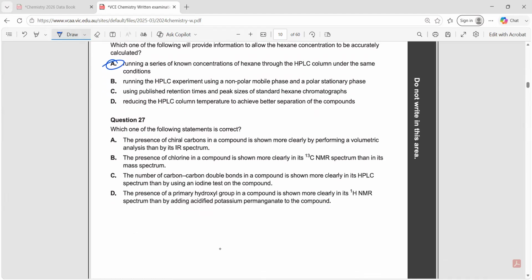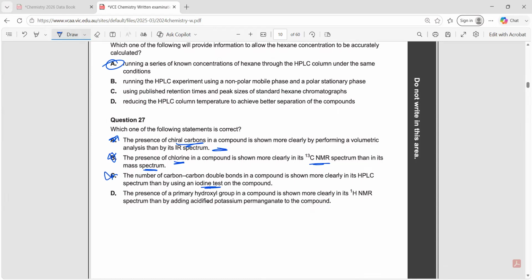Presence of chlorocarbons in a compound is shown more clearly by performing volumetric analysis than by its IR spectrum. I don't think either of those actually help with showing chlorocarbons. The presence of chlorine is shown more clearly in its mass spectrum. I think mass spectrum shows it much more clearly because of the isotopes. Carbon-13 NMR focuses more on carbon environments. The number of carbon-carbon double bonds is shown more clearly in its HPLC spectrum than by using an iodine test. No, the iodine test is our first line test.